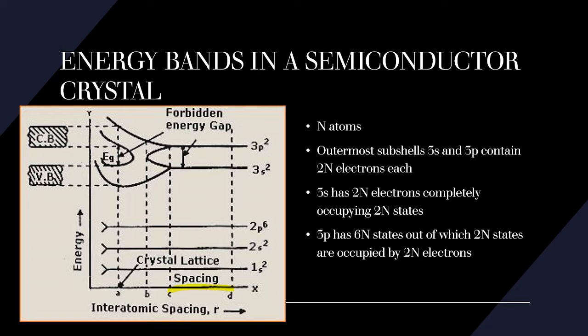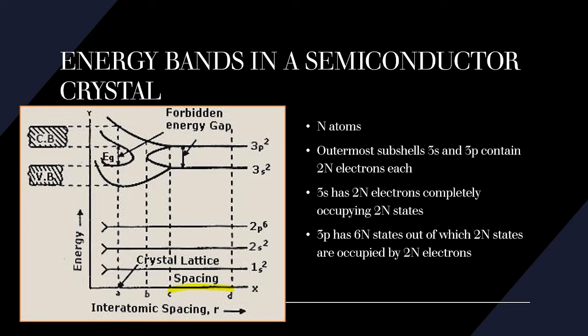तो एक एटम में अगर outermost subshell 3s में 2 states थी और 2 इलेक्ट्रॉन्स थे, तो n एटम के केस में 2n states और 2n electrons हो जाएंगे. Same goes for 3p. For a single atom, there were 6 states, out of which 2 were filled by 2 electrons. But now you have n atoms, so we have 6n states, out of which 2n states are filled by 2n electrons. Now, as you start decreasing the interatomic spacing, what happens?